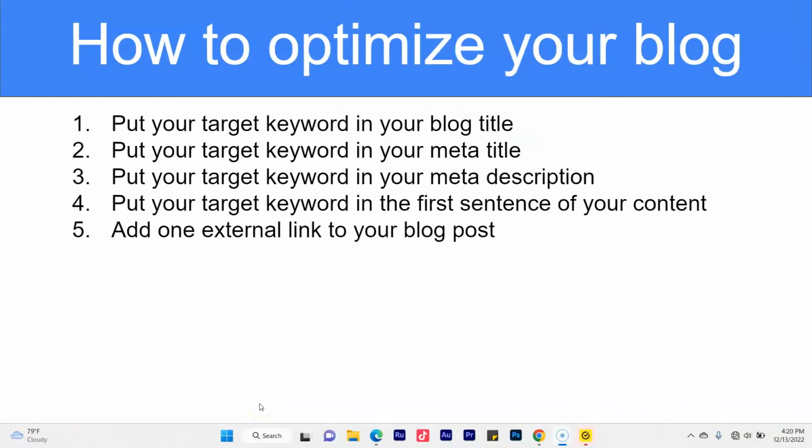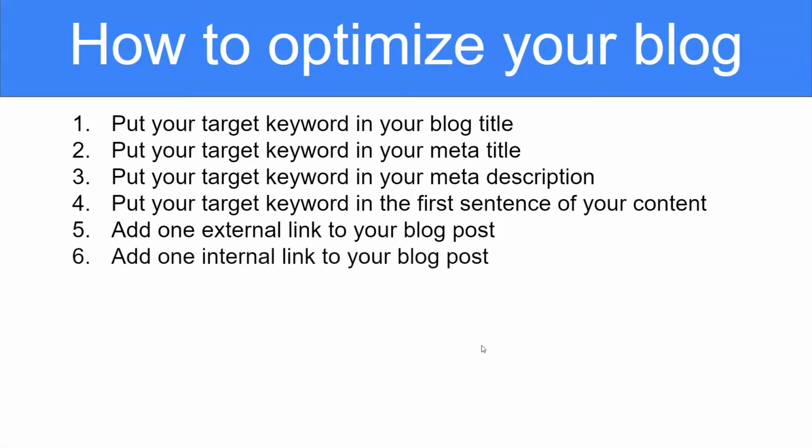All right, you're already on step number 6. After you've added your keyword to your blog title, meta description, first sentence of your content, and you've added an external link, the next thing you want to do is add one internal link to your blog post. Let me show you how to do that.